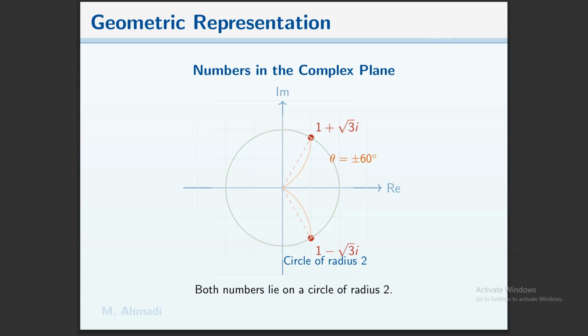Also, we can have the geometric representation of the numbers in the complex plane. We have a circle with a radius of 2, and you can see 1 plus the square root of 3i on the upper side of the circle, and 1 minus the square root of 3i on the lower side of the circle. So the angle theta is equal to plus or minus 60 degrees.